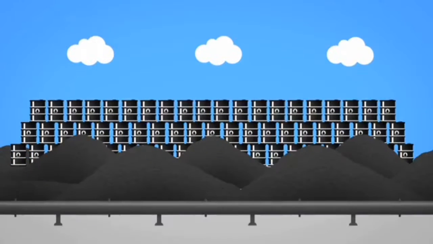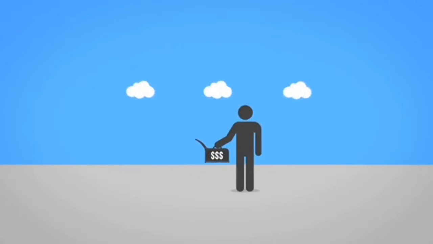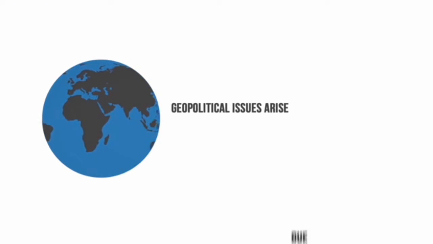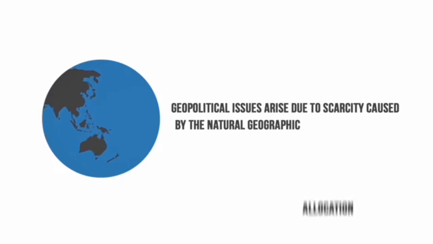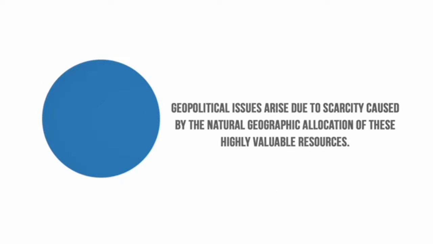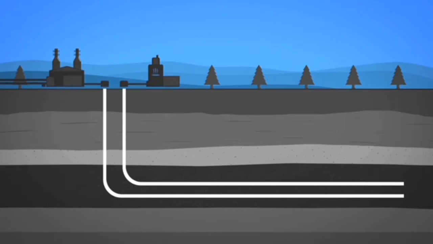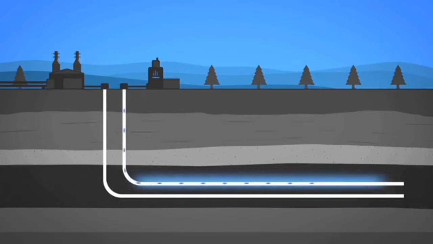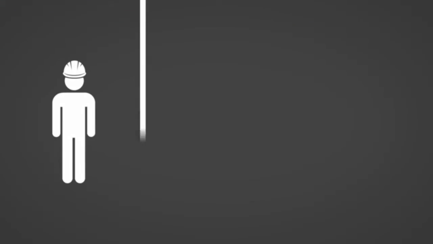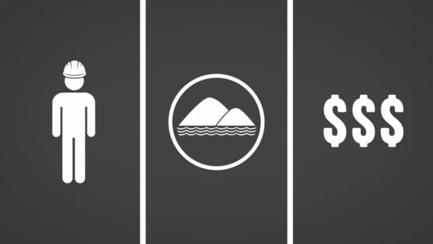Fossil fuels can be an abundant and cheap, or in some cases, a scarce and expensive form of energy, depending on geographic location. For this reason, geopolitical issues arise due to scarcity caused by the natural geographic allocation of these highly valuable resources. Fossil fuels are considered non-renewable resources because they take millions of years to form, which means that once they are used, the resources will not be replenished in a human lifetime. The gradual depletion of the most accessible fossil fuel reserves has forced companies to develop technologies for extracting more challenging or unconventional reserves. In many cases, this means additional safety and environmental concerns as well as higher costs.